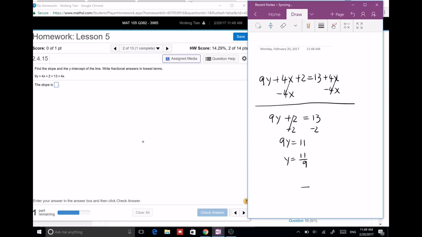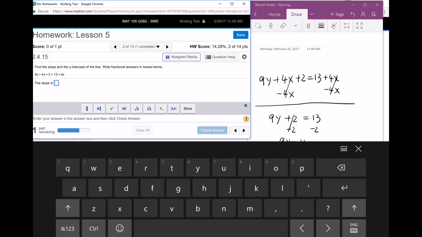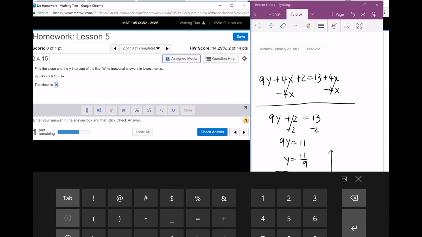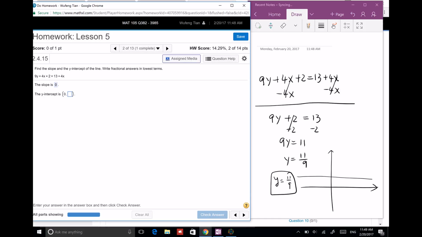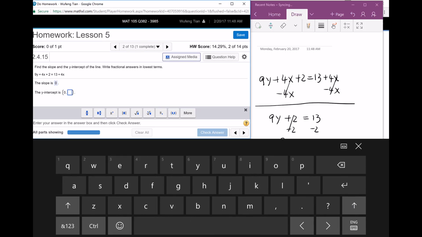So if we draw the picture, we can see y equals 11 over 9. It's going to be a horizontal line, y equals 11 over 9, like this. And then this slope is 0. Because it's horizontal, there's no slope. Right? Or rather, there is a slope, and the slope is 0. The y-intercept is 0, 11 over 9.